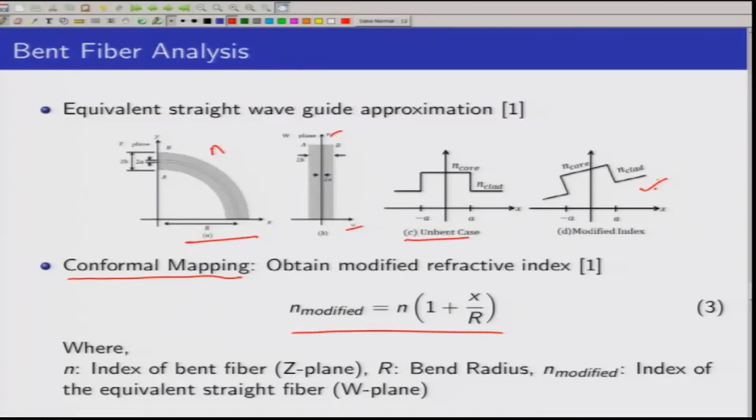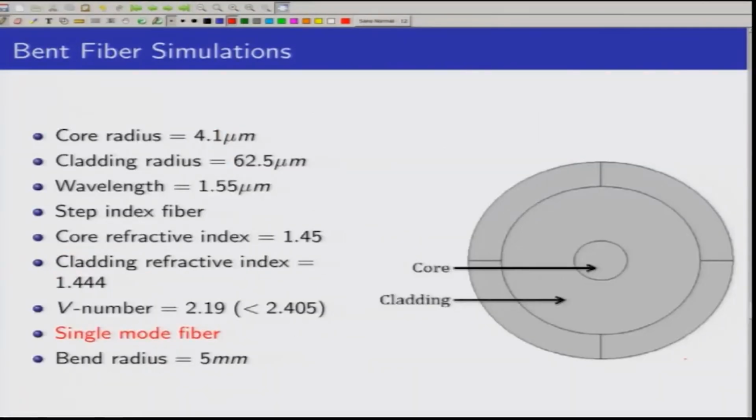As we have seen earlier, before going to the solution, we need to set up the problem. We are now defining a similar geometry, but with the core radius much smaller, 4.1 micrometer, cladding radius the same, 62.5 micrometer, and wavelength 1.55 micrometer. We are considering a step index fiber with core refractive index of 1.45 and cladding refractive index of 1.444.